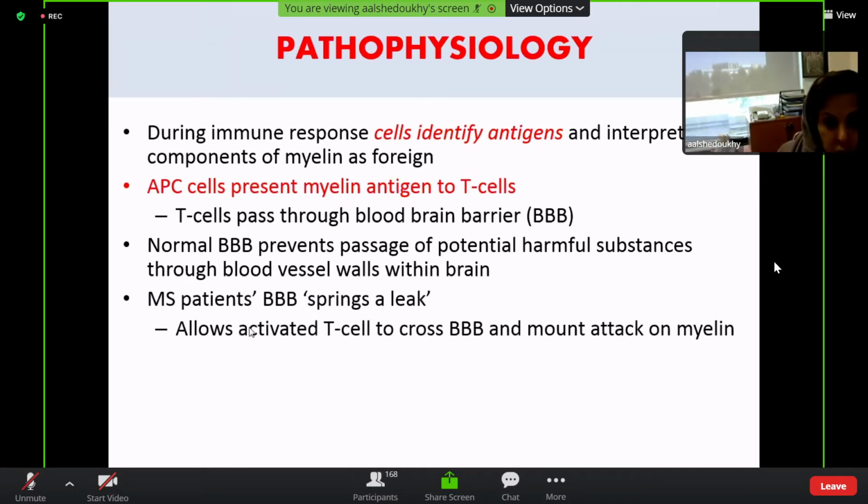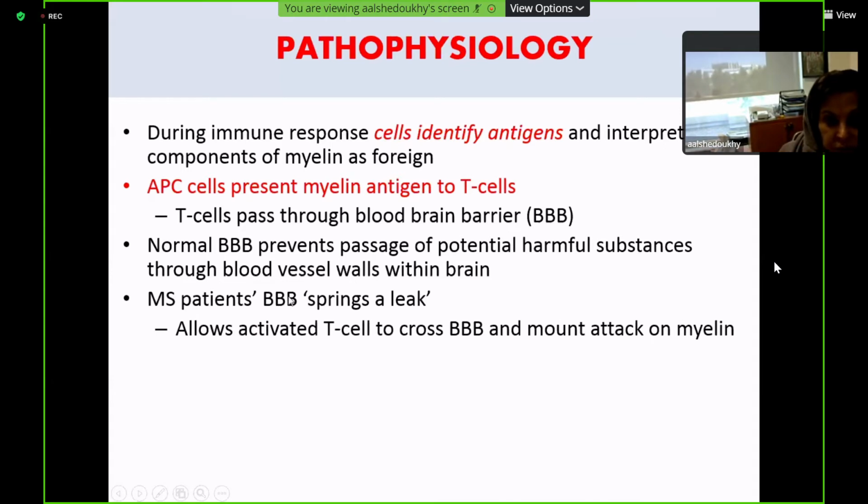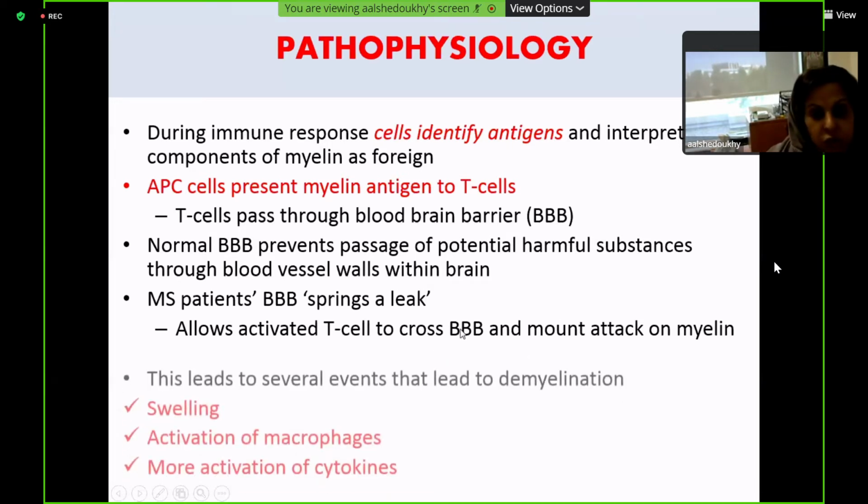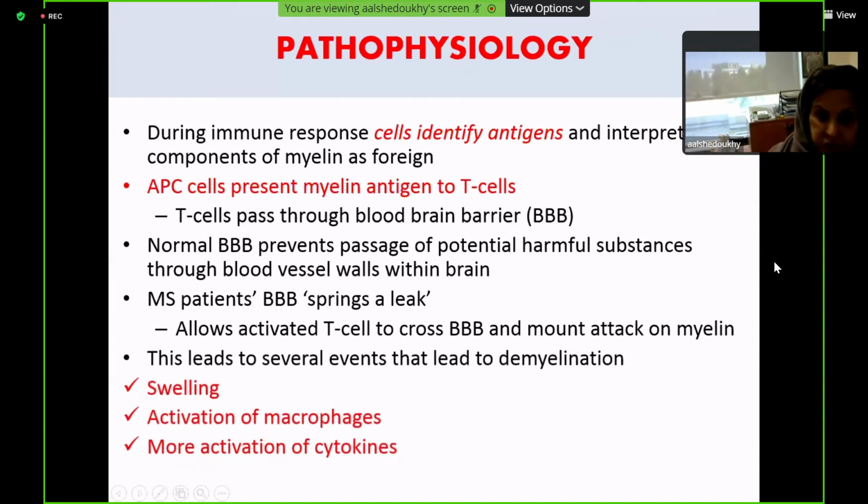So in multiple sclerosis, the blood-brain barrier is leaky. It has a leak, and it allows the activated T cell to cross the blood-brain barrier and to attack the myelin sheath. What happens when it crosses the blood-brain barrier? It will lead to demyelination. And how do we see demyelination in the central nervous system? We will see it as an area of swelling or edema. We will see aggregation of macrophages and aggregation of other inflammatory cells, of course, due to activation of cytokines.